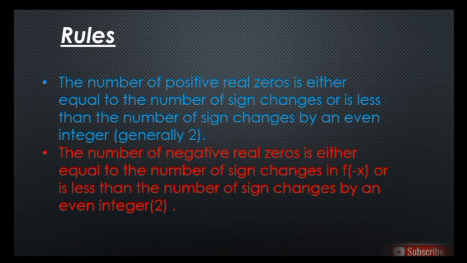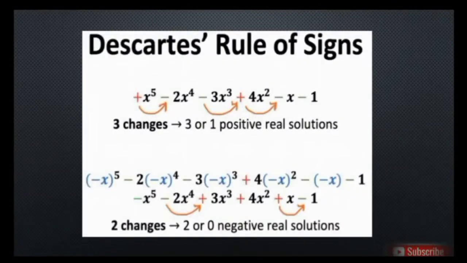So before solving a question, we need to discuss one important point, that the number of real zeros can be the number of sign changes or less than it by an even integer, which is generally 2. The same case goes for negative zeros. Now we'll solve a question.